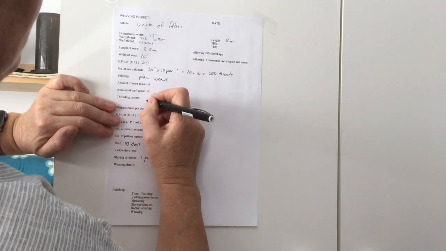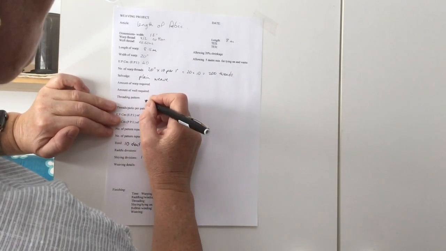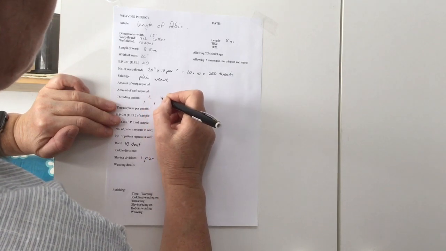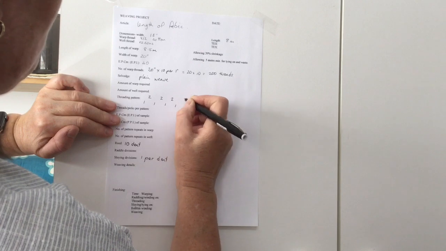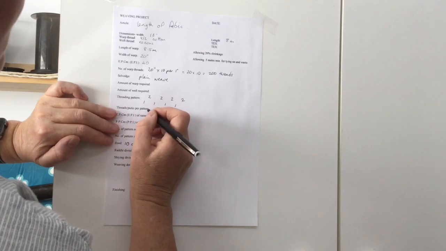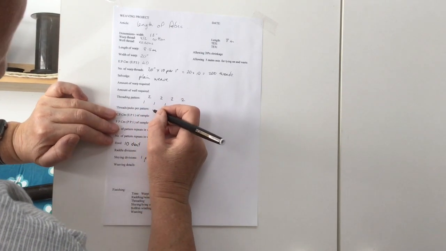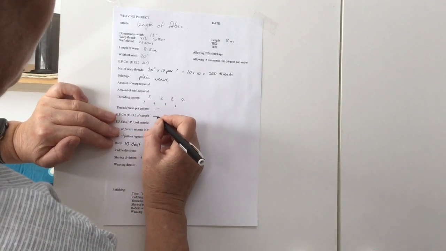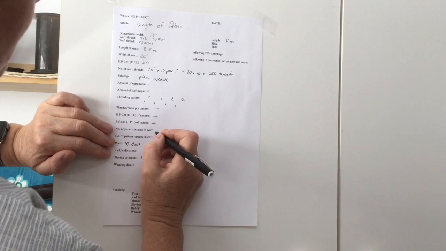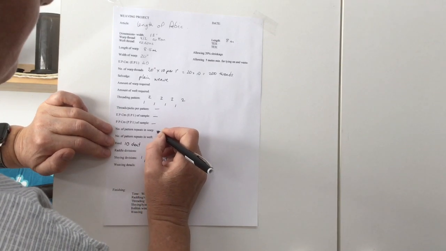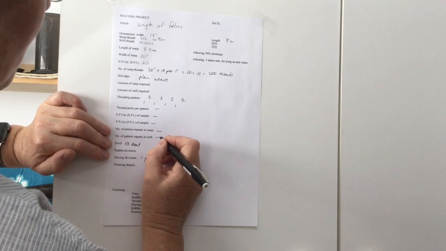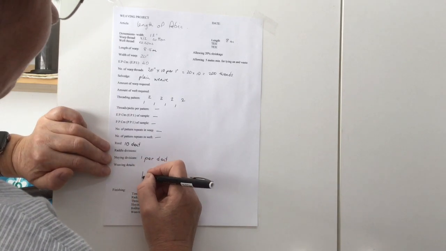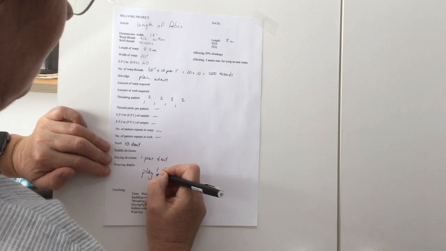The threading pattern. I'm going to be doing this on a 2-shaft loom. So the threading pattern will be 1, 2, 1, 2, 1, 2, 1, 2. The picks per pattern, again, because it's a varied piece of weaving, it's not going to matter. We haven't done a sample, we're not going to do a sample. Pattern repeats in the warp. Again, not applicable. Weaving details. Play. Lots of colour fun.